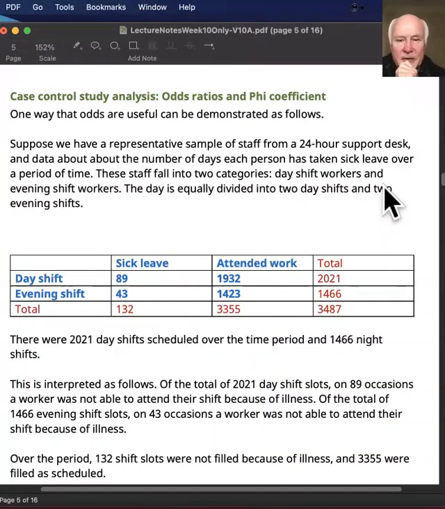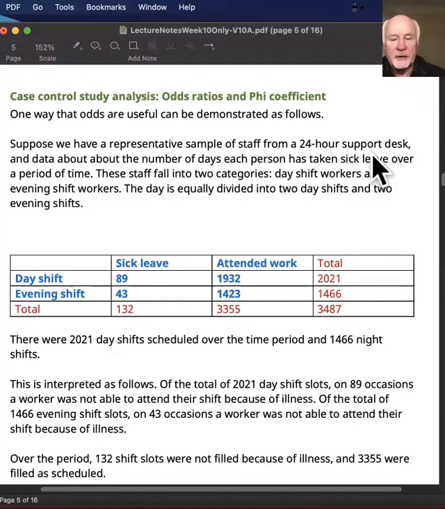Just an example here: let's say we have a representative sample of staff from a 24-hour IT support desk, and data about when people have taken sick leave. We have two categories of staff here: people who work in the daytime, in one or both of the two daytime shifts, and people who work at night, in the evening shifts. There are two evening shifts. The day is divided into four, let's say 6-hour shifts or something like that.